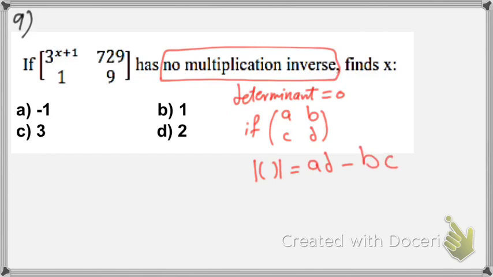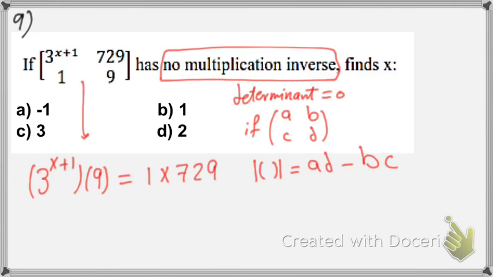So it's clear for me that the product of 3 to the power of x plus 1 multiplied by 9 should equal 729 multiplied by 1. So the difference between them will give me 0. By dividing both terms by 9, 3 to the power of x plus 1 will equal 81, as 729 divided by 9 is 81.